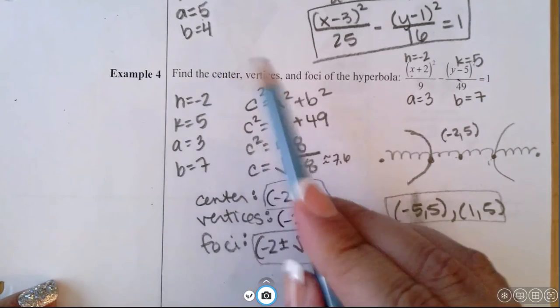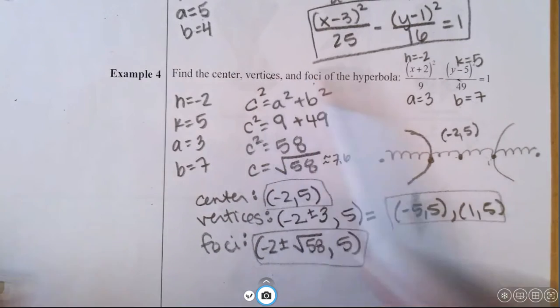The center, the vertices, and the foci. And then we're done. Notice how I go back and reread the instructions to make sure I've answered the question. It's a good practice to get into. Let's take a look at the next page.